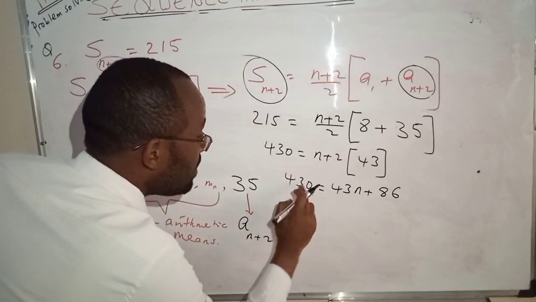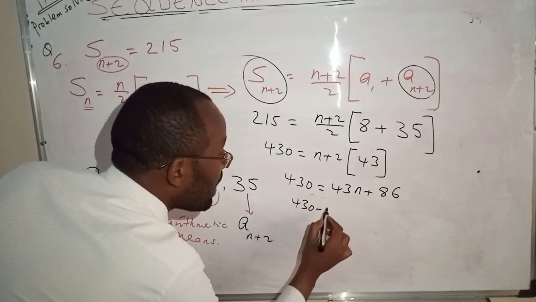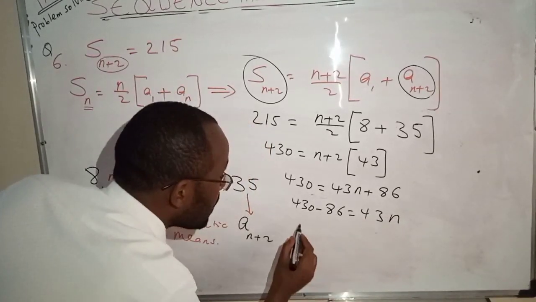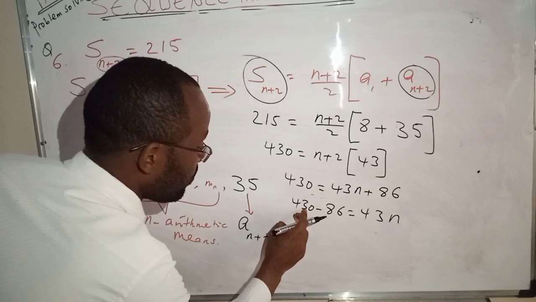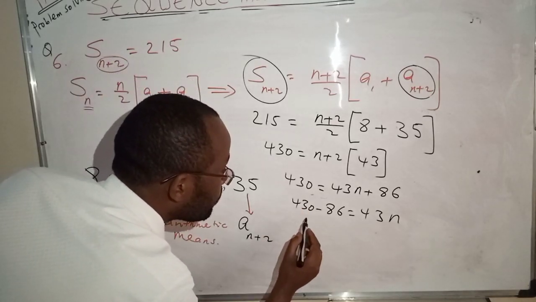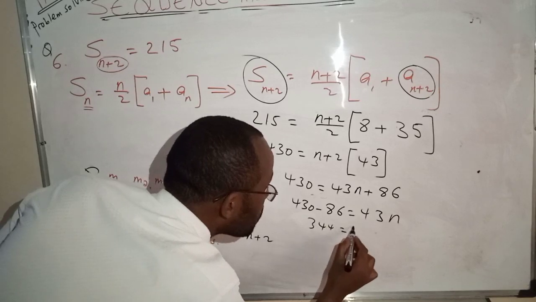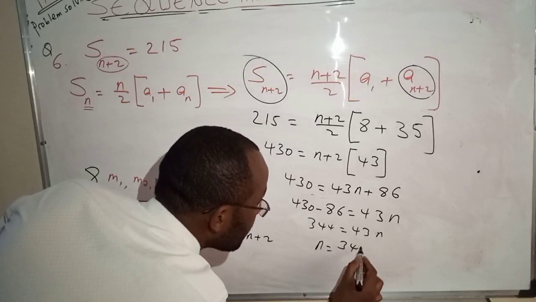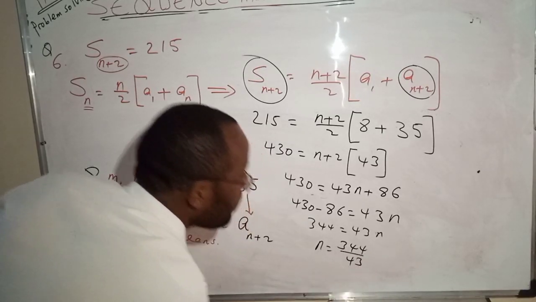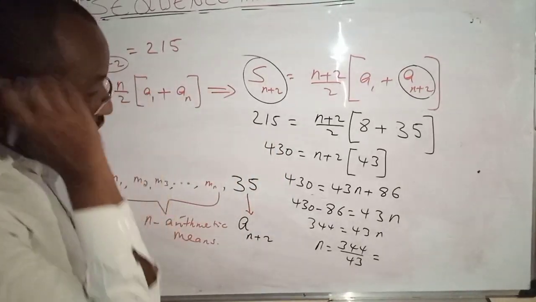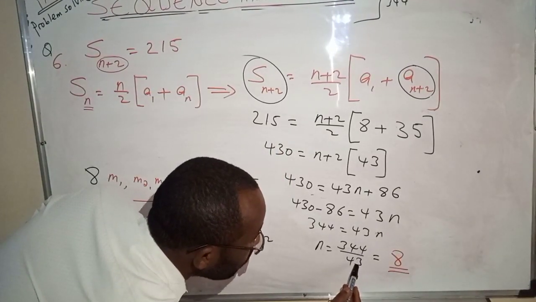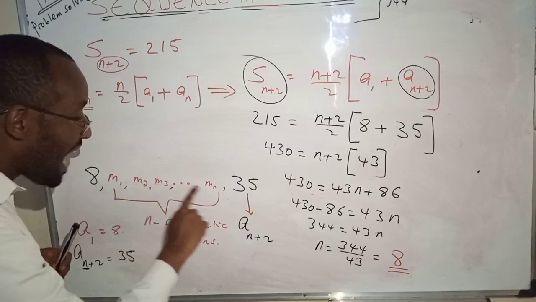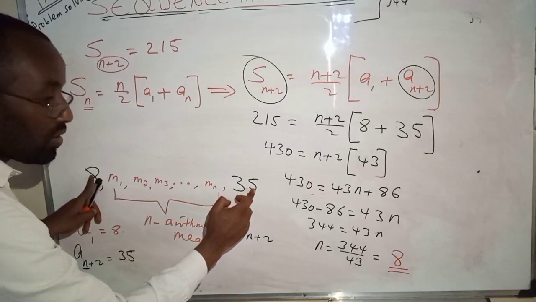Now bring this one to this side. So 430 minus 86 is equal to 43n. Therefore, if you subtract 86 from 430, you get 344 is equal to 43n. So dividing both sides by 43, n is equal to 344 divided by 43, which gives n equals 8. So we must add 8 arithmetic means between these two terms.